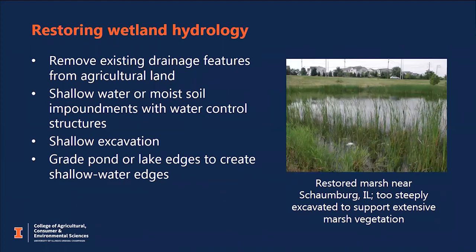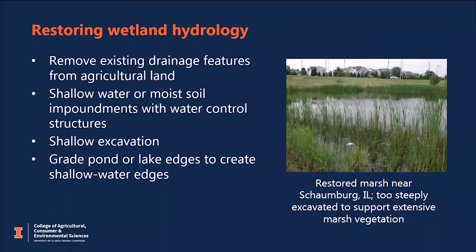Restoring wetland hydrology on agricultural land often involves removing existing drainage features. So that might mean plugging existing ditches, filling ditches, breaking up underground drain tiles in order to increase the duration of flooding at the site. In wetlands that are restored for wildlife habitat, waterfowl habitat in particular, the approach has often been shallow water or moist soil impoundments to hold water on a site for longer, often with water control structures that can allow the water levels to be raised or lowered depending on the particular needs of migrating waterfowl at that time, or to stimulate the production of plants that produce food that's valuable for migrating waterfowl.